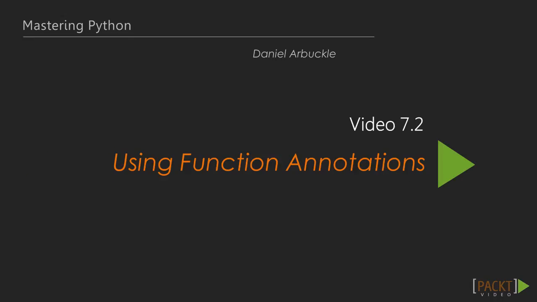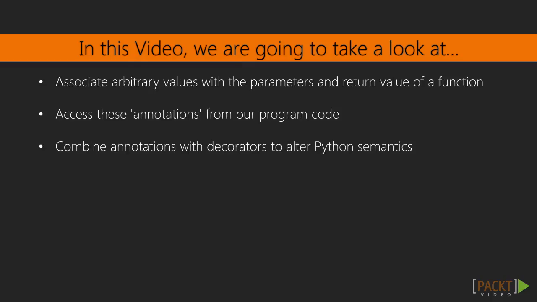7.2. Using function annotations. Function annotations allow us to associate arbitrary values with the parameters and return value of a function. We can access these annotations from program code by combining annotations with decorators or other code that accesses the annotation programmatically, and we're going to see how to combine annotations with decorators to alter Python semantics.